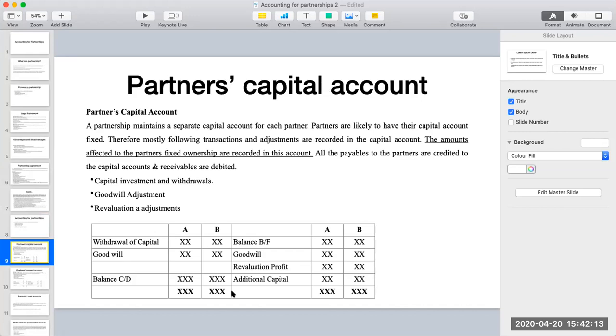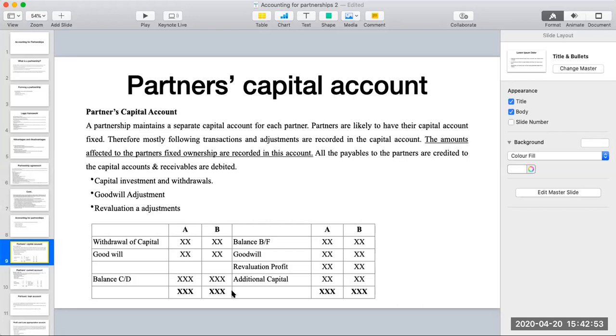Partners' capital account. What is this? This is the account that records the fixed interest or the fixed ownership of the partners. As you all know, we prepare this in several columns, the debit side and the credit side. In each side, there are several columns for each and every partner. The balance will be recorded on the credit side because it is capital. Therefore, the balance will be recorded on the credit side of the account.